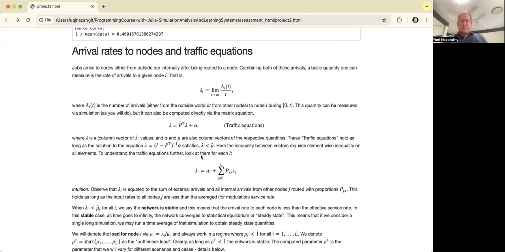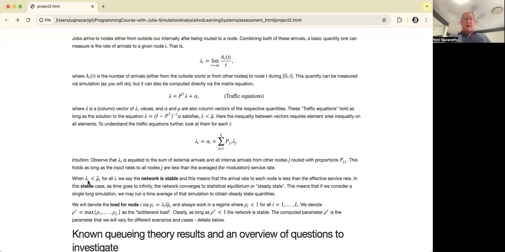Okay, so observe that lambda i is, yeah, so that's it. All right. Now, if lambda i is less than the effective service rate in all cases, then the network is stable. And in this project, all you want to do is simulate stable networks. So you don't want to simulate networks where you have too many arrivals from the outside and not enough service rate, and queues just grow and grow. So the queues are going to be stable. Now, it doesn't mean that the queues are at 0, because there are random fluctuations in the system, because service times and inter-arrival times are random.